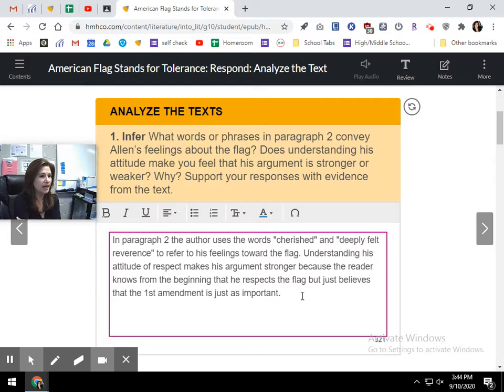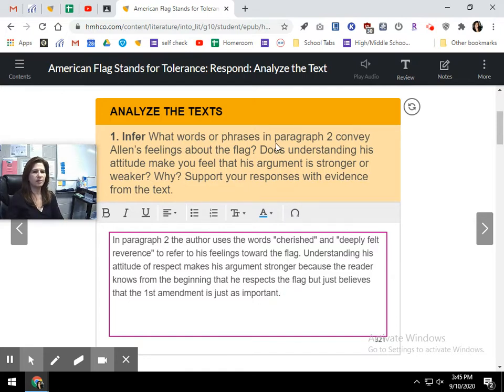So he does respect the flag, but he just thinks that the First Amendment, the freedom of speech, is even more important than us feeling comfortable. You know, it makes people very uncomfortable to see someone burning the flag. But he thinks that an individual's First Amendment rights to protest and free speech are more important than us saying, no, you've got to respect the flag, and forcing someone to respect the flag. So it says, support your responses with evidence from the text.